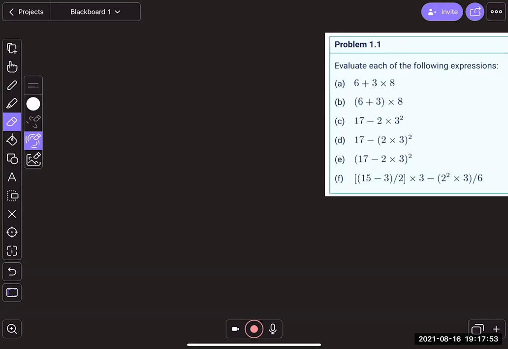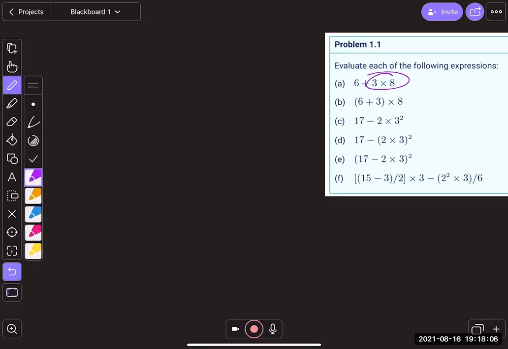Yeah, so can you take a look at part A here? Okay. So you do 3 times 8 first because multiplication is before addition and subtraction, which is 24, and then 6 plus 24 is 30. Good. All right. Part B, Andy, let's take a look here.